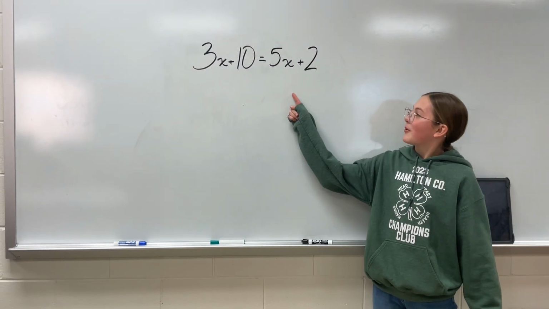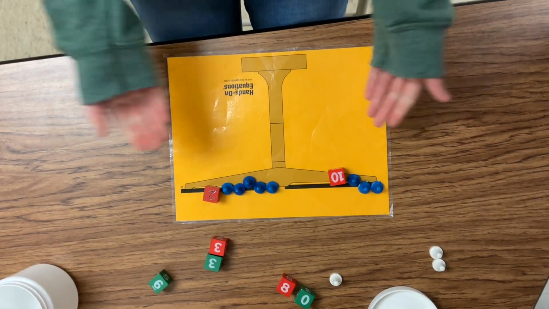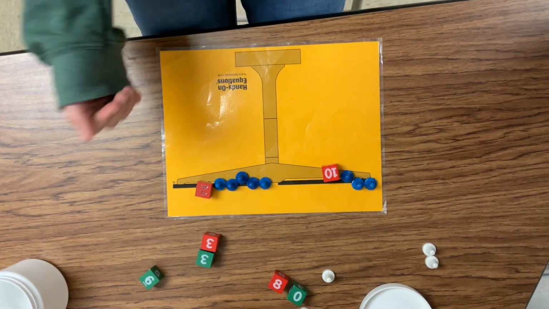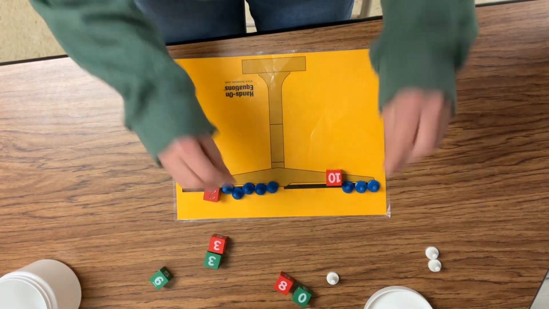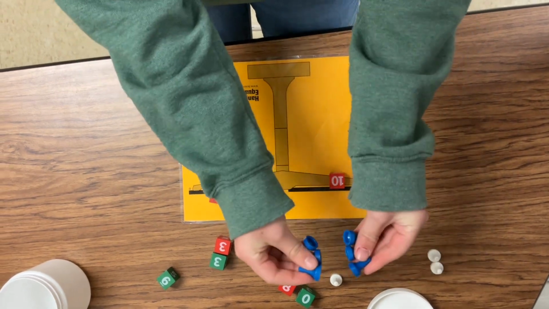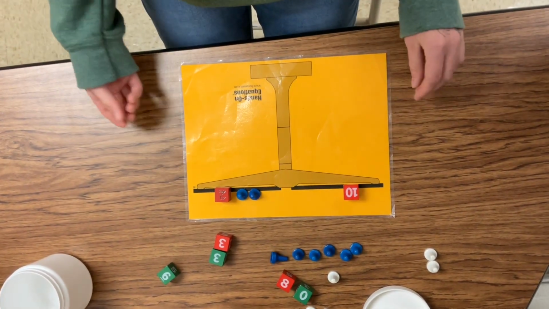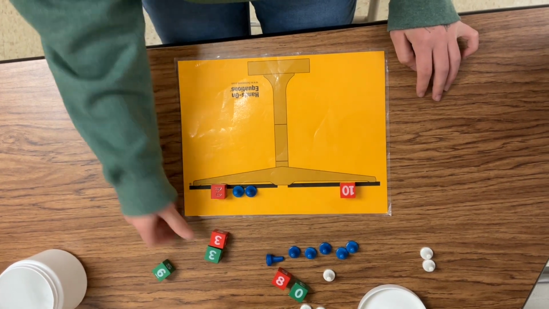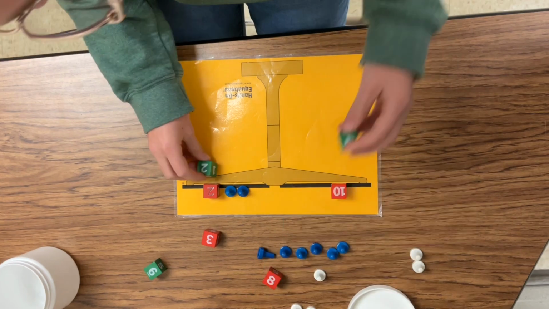For our first problem, it's 3x plus 10 equals 5x plus 2. This is our first problem, and one of the first rules is you can take away from each side. So I'm going to take away 3 blue pawns from each side, and I'm going to add, you can also add things, and I'm also going to add a -2 to each side.